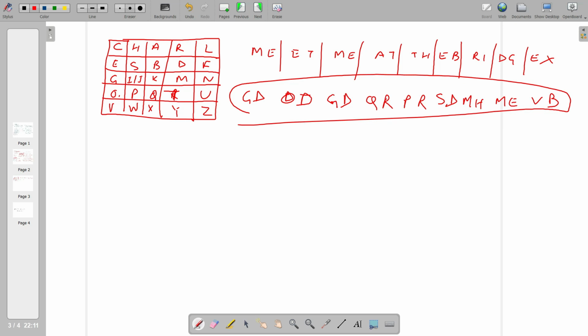So this is how the encryption is done in the Playfair cipher. Decryption can also be done in the same manner, and I am going to discuss that in a separate video. Again, in some video I will discuss some more examples of the Playfair cipher with encryption and decryption. Thank you.